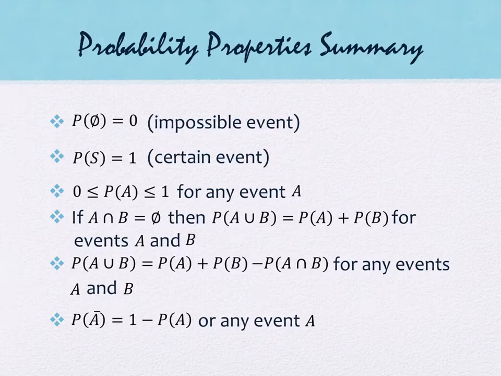So the first one is the probability of something that doesn't exist happening. Right? So what's the probability that it's going to snow tomorrow? 0. It's not cold enough tomorrow to snow here, right? That is an impossible event for tomorrow, given that we know what the weather's doing today and what the predictions are. It's impossible. So the probability of that is 0. The probability of a certain event, it's definitely going to happen, is equal to 1.